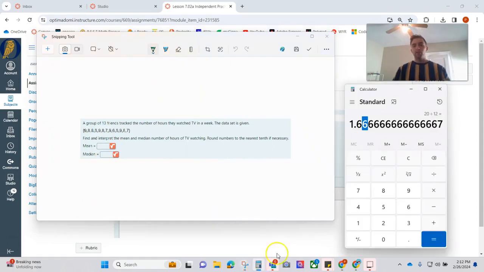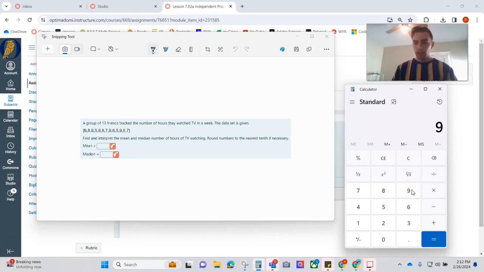The mean is the average, so I got to add all the numbers up and then divide that by how many numbers there are. 13. So let's add them up. 9 plus 8 plus 8 plus 6 plus 9 plus 8 plus 7 plus 9 plus 6 plus 6 plus 9 plus 8 plus 7 equals, then divide that by how many numbers there are, which there are 13 numbers.